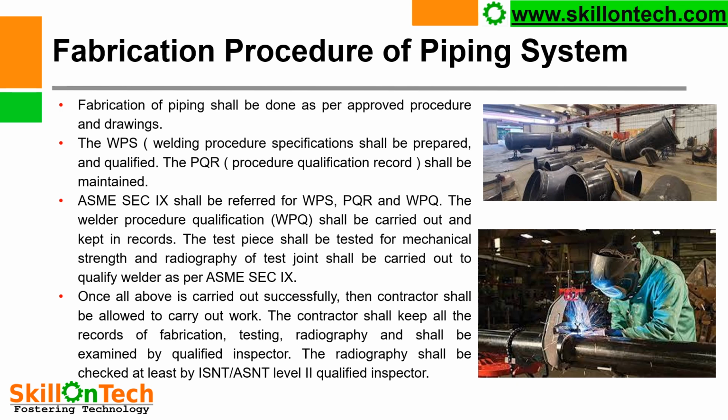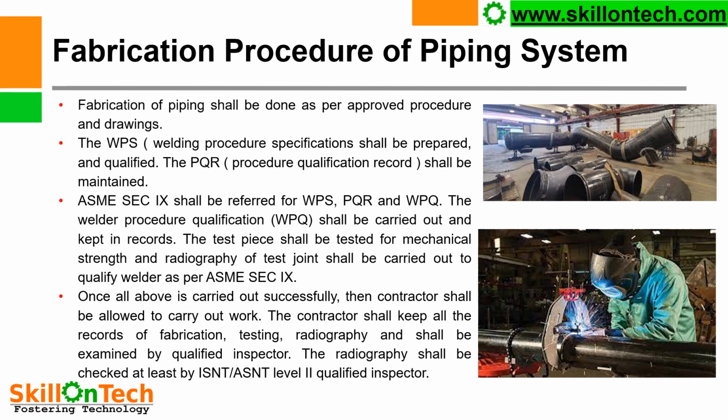A mechanical engineer must ensure that there is an approved procedure and an approved drawing for fabrication of a pipeline. The WPS, welding procedure specification, shall be prepared and qualified. The PQR, procedure qualification record, shall be maintained, and then only the welding shall be carried out on the piping. ASME Section 9 shall be referred for WPS, PQR and WPQ.